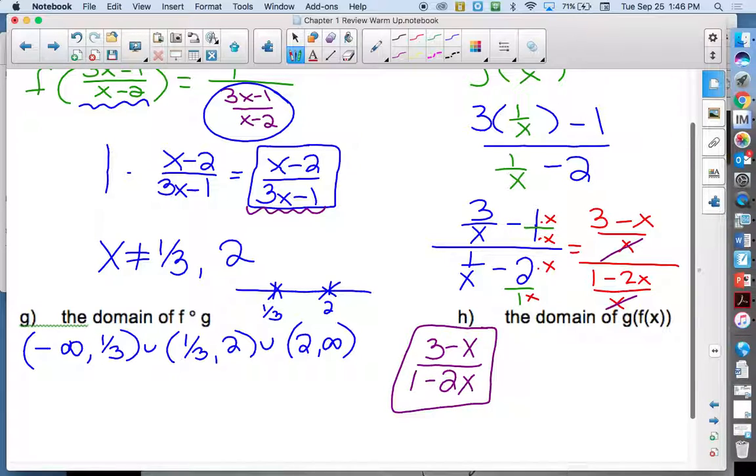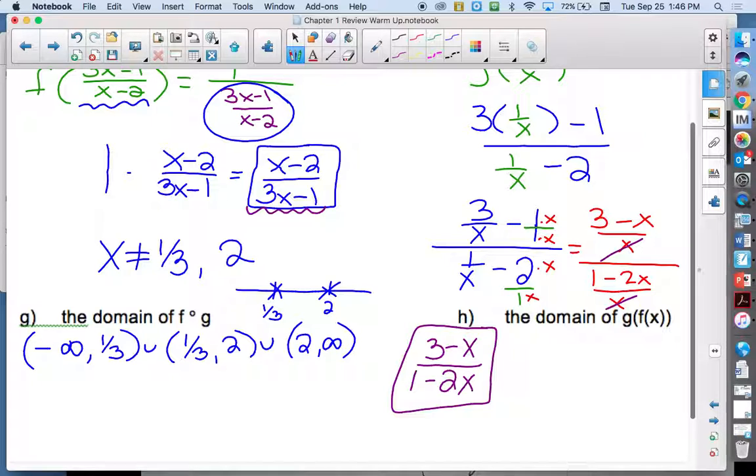And I think that's the hardest part of this class, forcing yourself to remember how to do those things that we did last year, but then also applying it to the new stuff that you're learning this year. So 3 minus x over 1 minus 2x. Questions? Nice job, Alice.